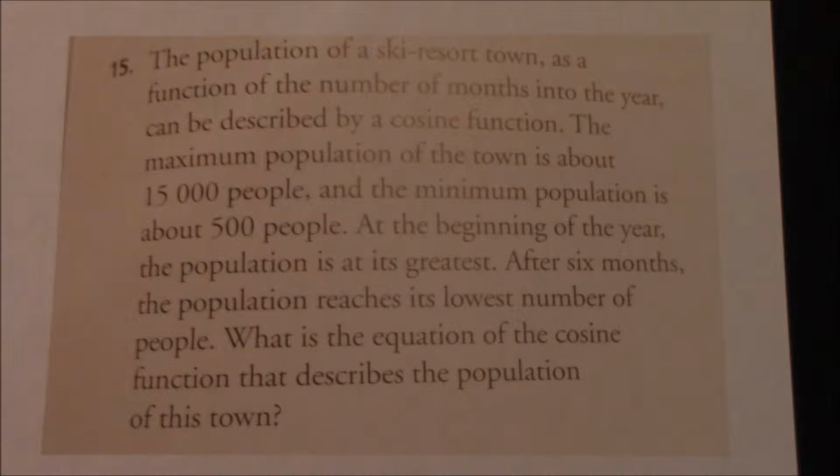The population of a ski resort town as a function of the number of months into the year can be described by a cosine function. The maximum population of the town is about 15,000 people, and the minimum population is about 500 people. At the beginning of the year, the population is at its greatest. After 6 months, the population reaches its lowest number of people. What is the equation of the cosine function that describes the population of this town?